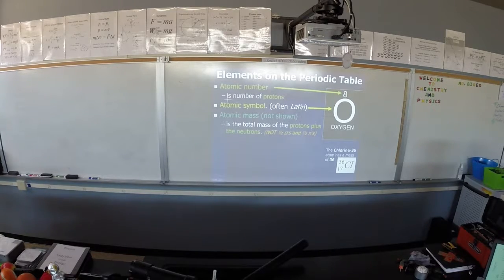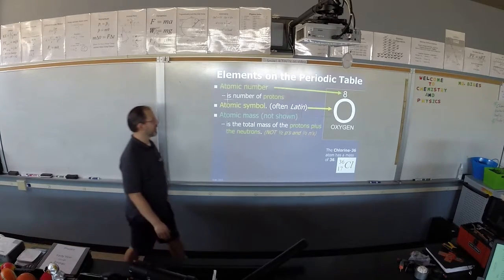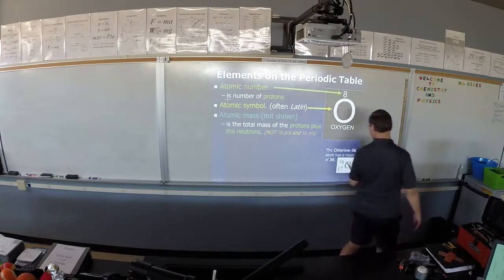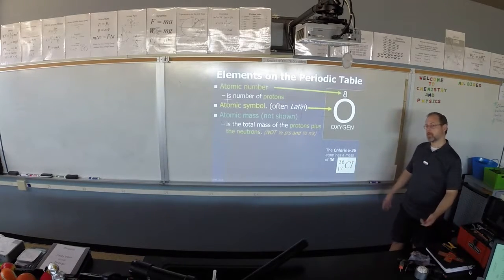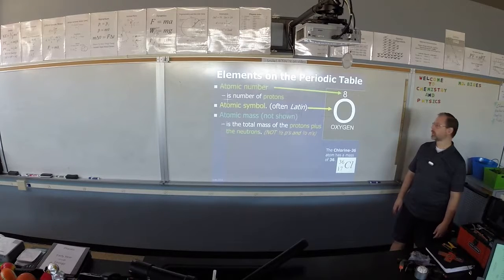We remember that chlorine's atomic mass is 36, and its atomic charge, or nuclear charge, is 17. So that means 17, which is the number of protons, subtracted from the mass, gives you your 19 neutrons.